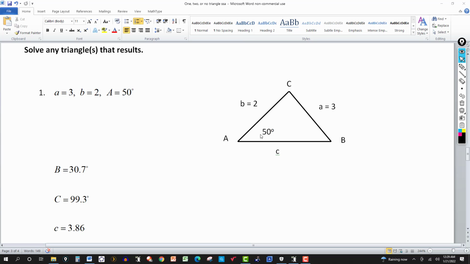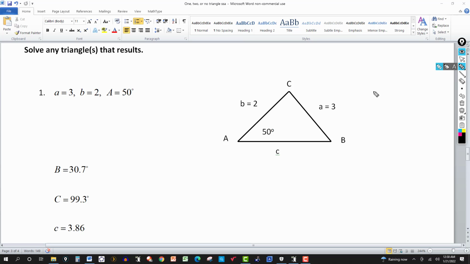Angle A is 50 degrees. And then you're given the side opposite that angle, a equal to 3. And then you're given another side, b equal to 2. That's the side opposite angle B. And you've got angle C, and then side c, lowercase. And when we solve a triangle, we simply solve for the missing sides, the lengths of the sides that are not given, and the measure of the angles that are not given. So this is what we got.